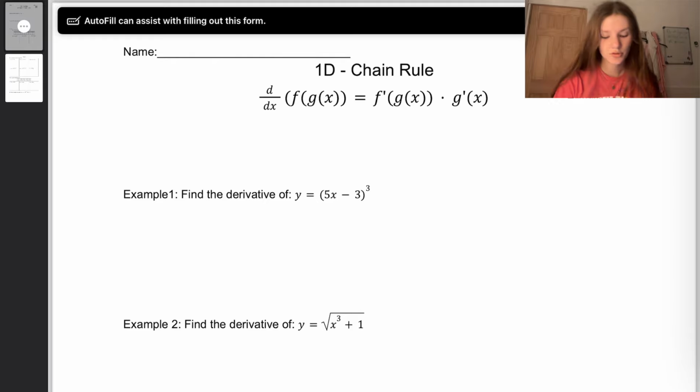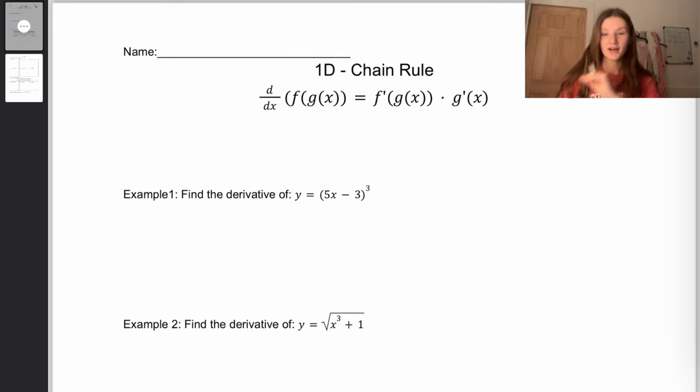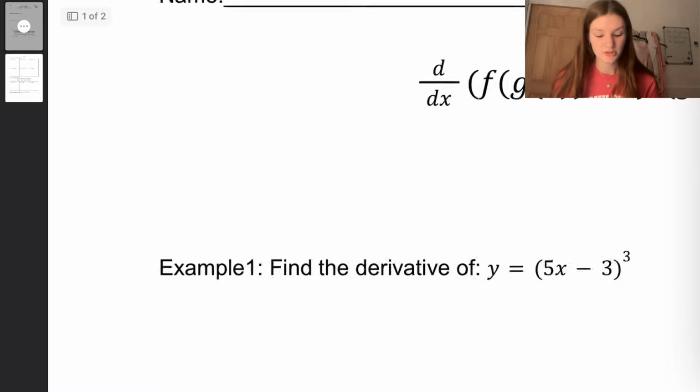Okay, now we have chain rule. Simple, simple, simple. You're just going to take the derivative of the outside function times the derivative of the inside function. The only thing that I think is the hardest part of this is identifying what is the outside function and what's the inside function. So let's just do some drills real fast.